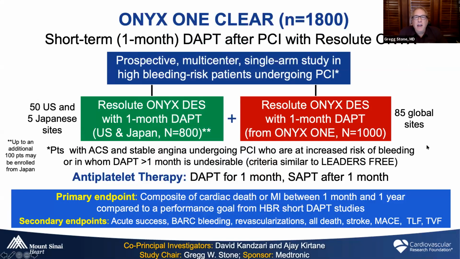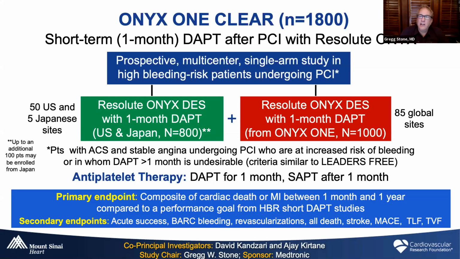So we followed up the Onyx 1 randomized trial with what was called the Onyx 1 US Clear study. And we were planning on enrolling up to an additional 800 patients in the United States and Japan who had similar criteria to the Onyx 1 randomized trial. And this was the regulatory approval study in the United States for this device. And we just needed to meet performance goals of safety and effectiveness, coupling the data with the Resolute outcomes in the international trial, because the international trial did not include US patients.